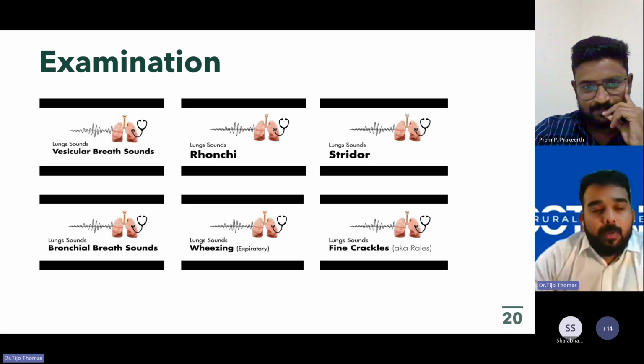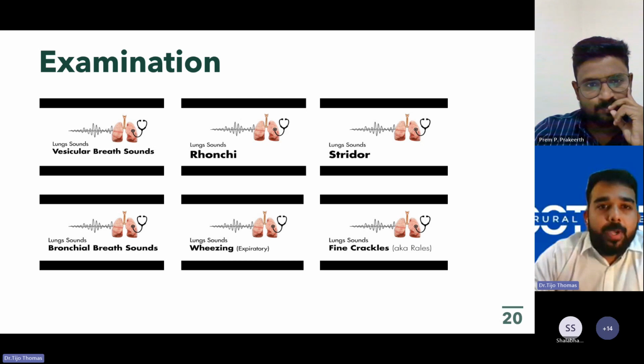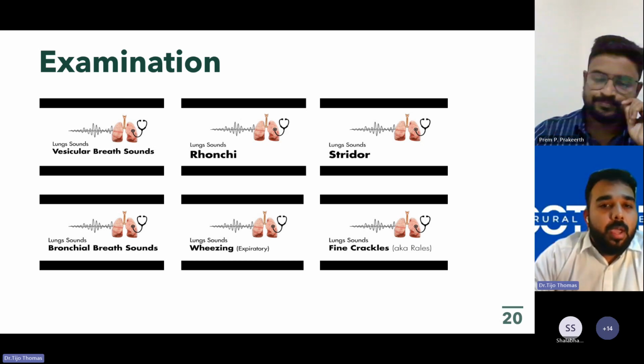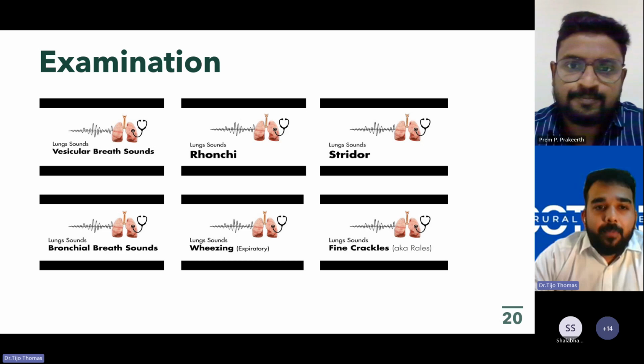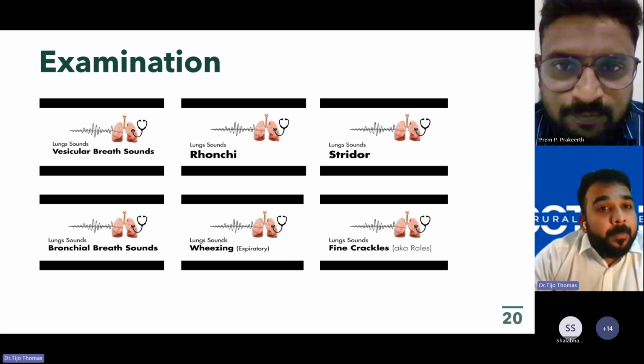Basically, all the results are available on a page called Med School, which has bronchi, stridor, vesicular, and bronchial breath sounds. Try listening to it if you haven't got enough chance to examine patients during your UG. This will be helpful, or it will be a ready reckoner if you just want to listen to it otherwise.